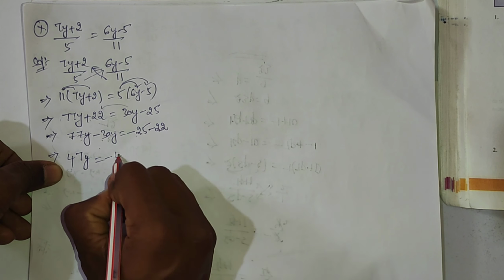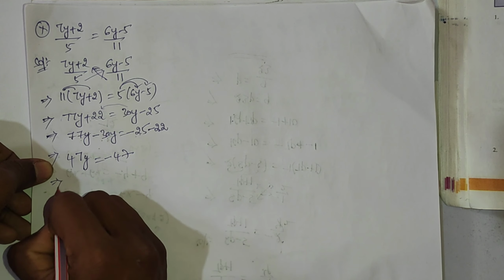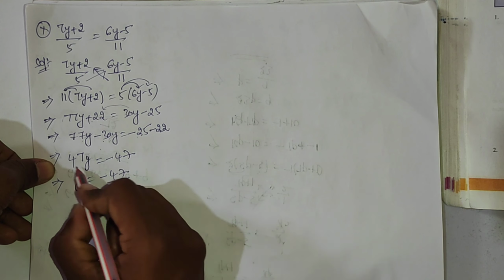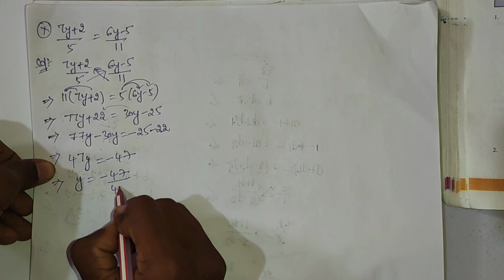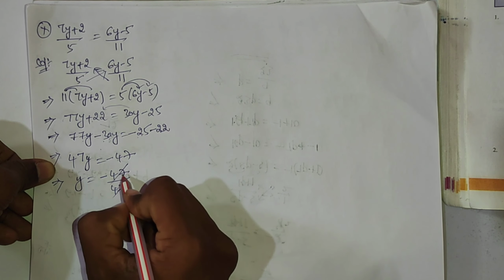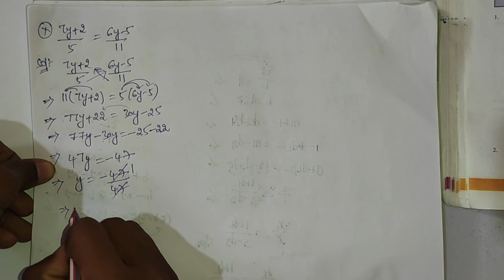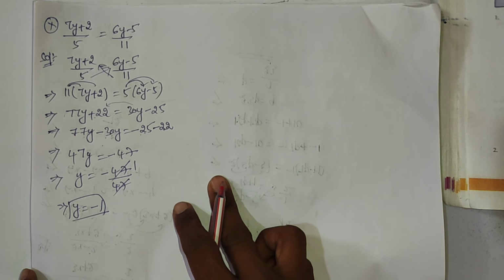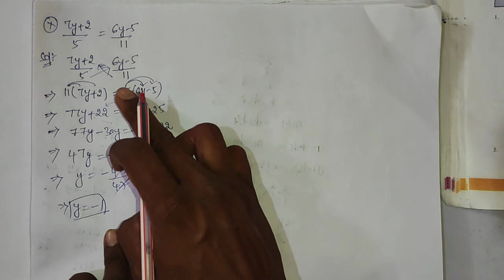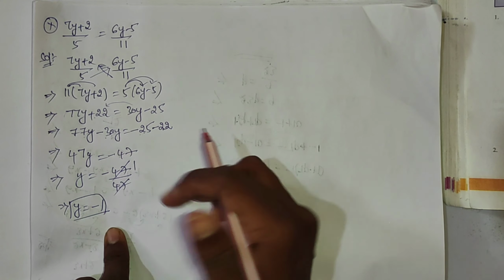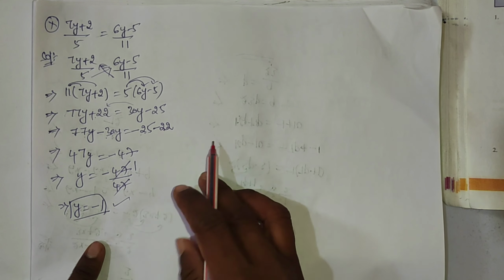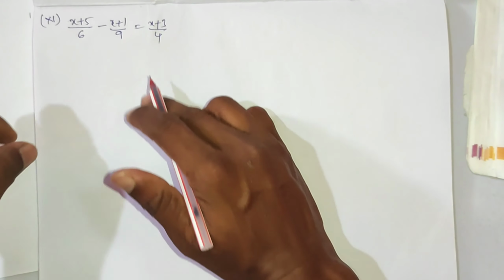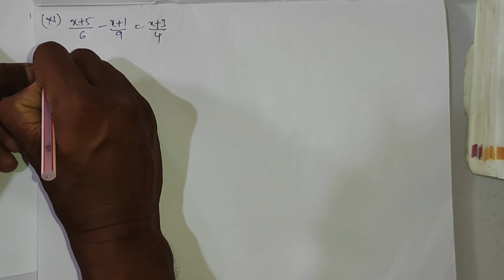Nothing but minus 47. This implies we have to find the value of y here. y equals minus 47 by 47, multiplication becomes division. 47 1s are 47. This implies y is equal to minus 1. y equals minus 1. Just by doing cross multiplication and separating the variables and constants, we got the answer as y equals minus 1. This is about question number 10. Next, question number 11.